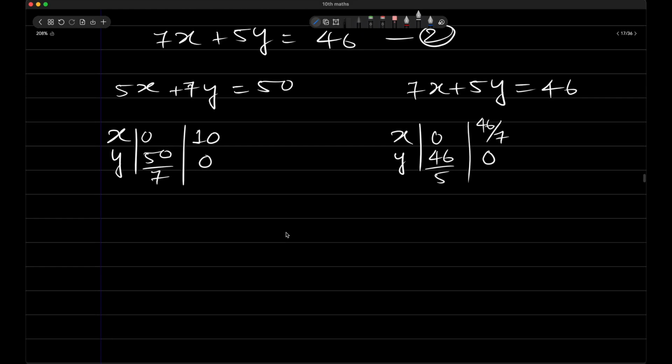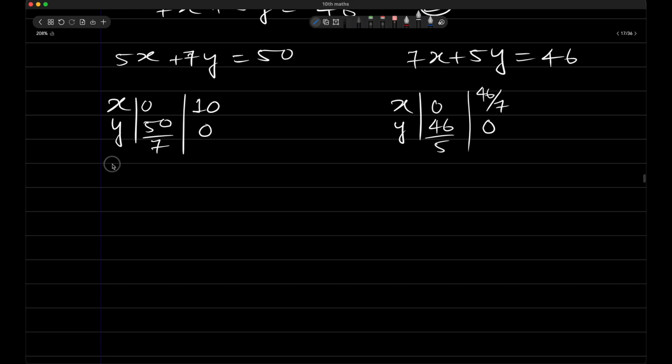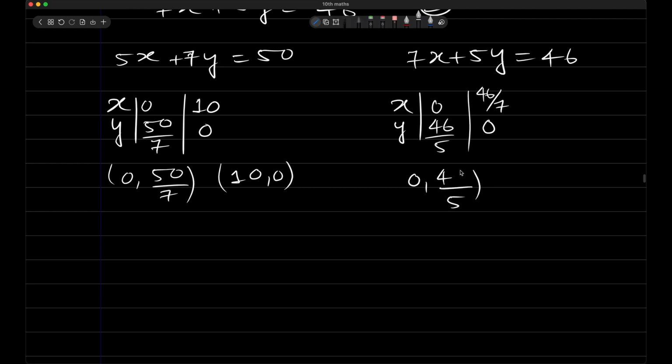And now to plot the points. For the first line, points are x equals to 0, then y equals to 50 divided by 7. And when x equals to 10, y equals to 0. For second line, x equals to 0, then y equals to 46 divided by 5. And when x equals to 46 divided by 7, then y equals to 0.